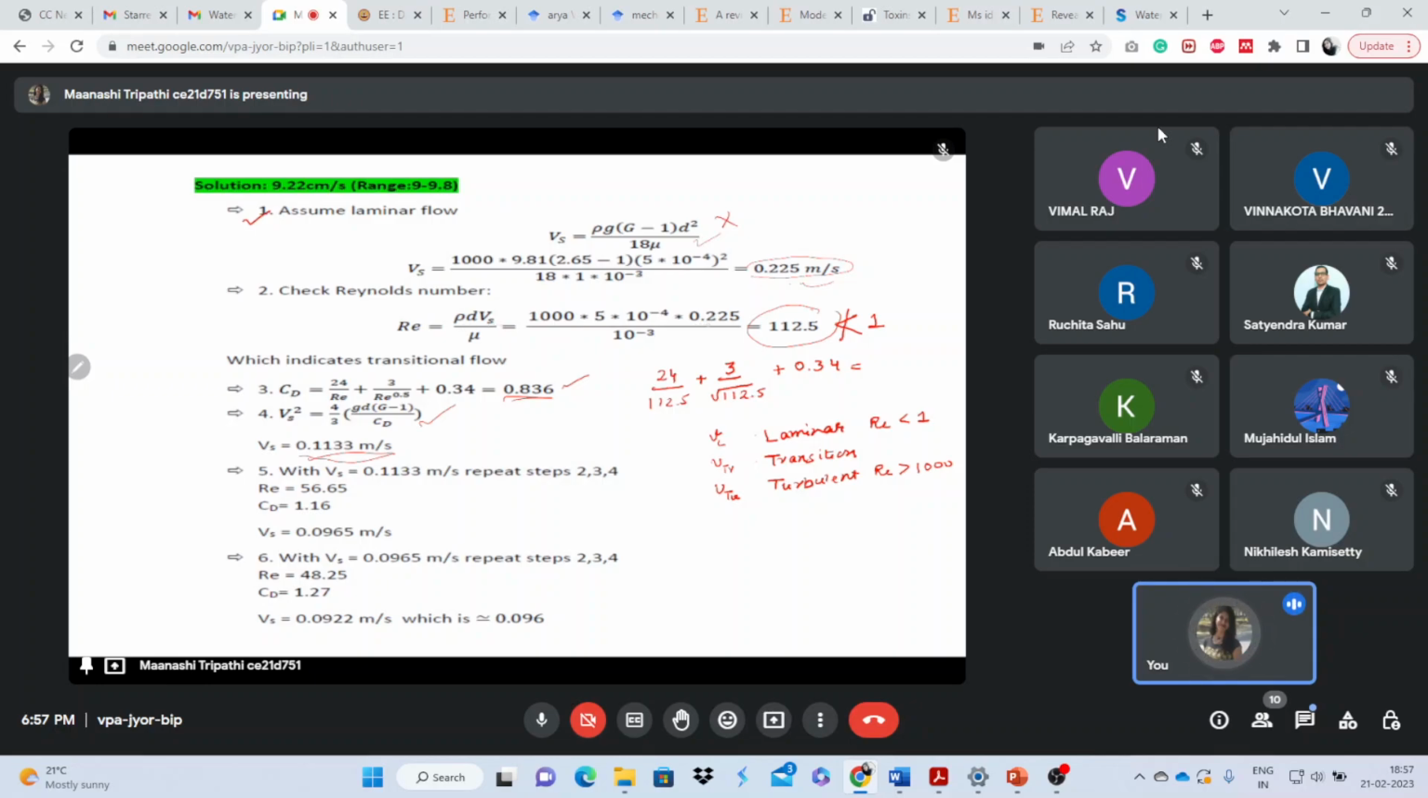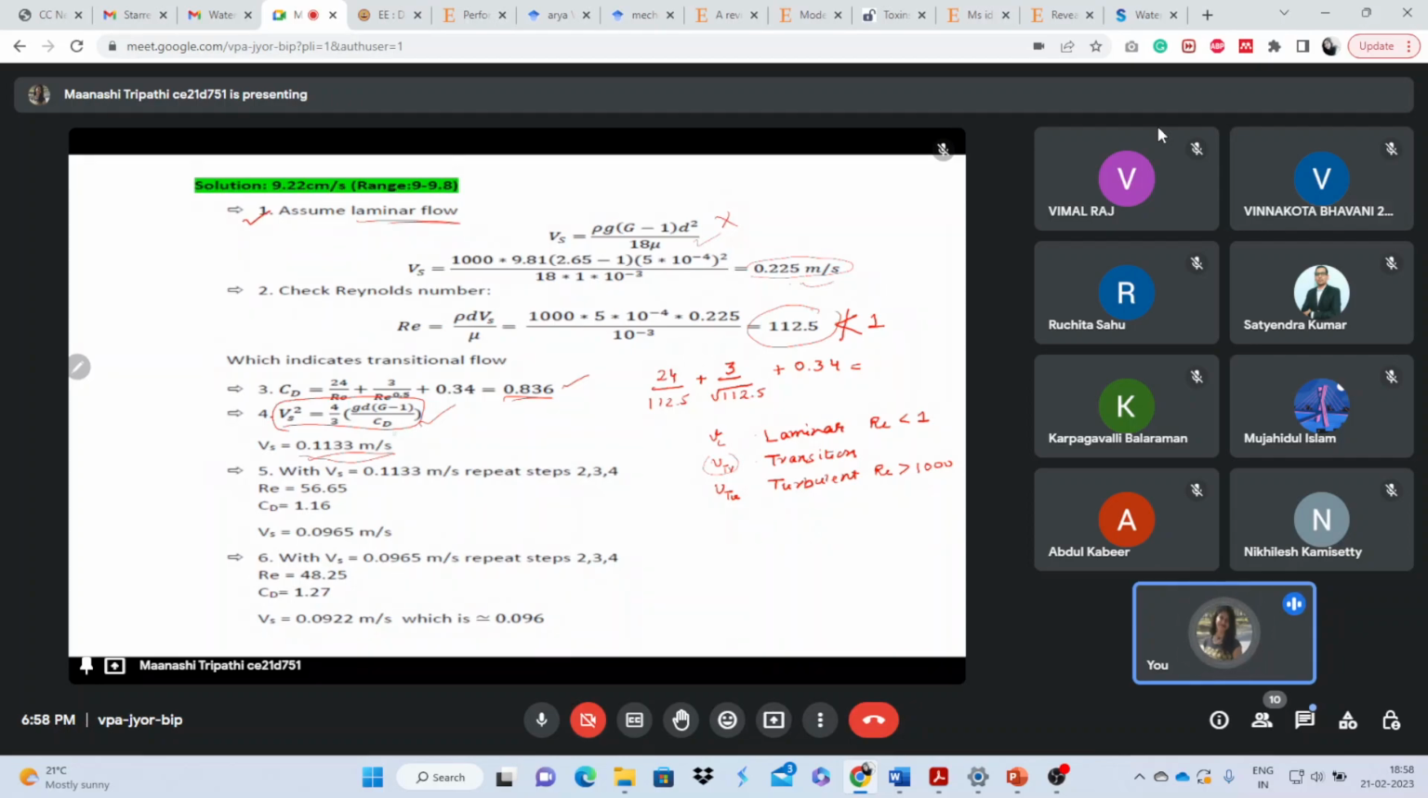We only keep this Vs and everything else is the same. It came to 112.5, which is not less than 1. So this assumption went wrong. It is not laminar flow. So this is now transition flow. For transition flow, as we know, there is a different velocity equation. That velocity is Vs square equals 4 by 3 g d, (G minus 1) over Cd.